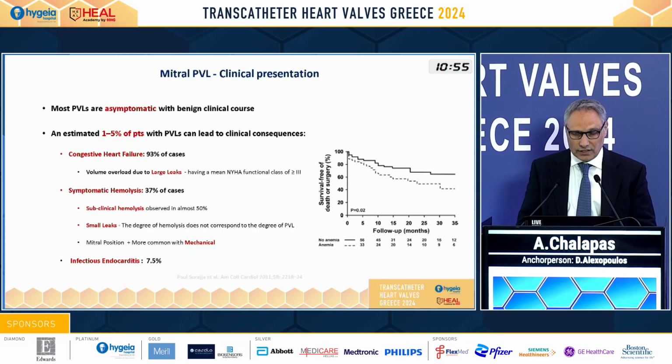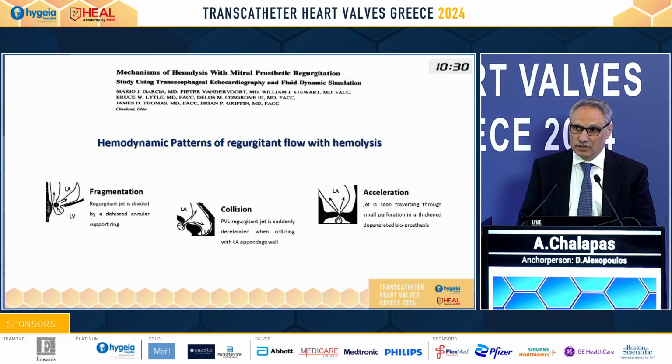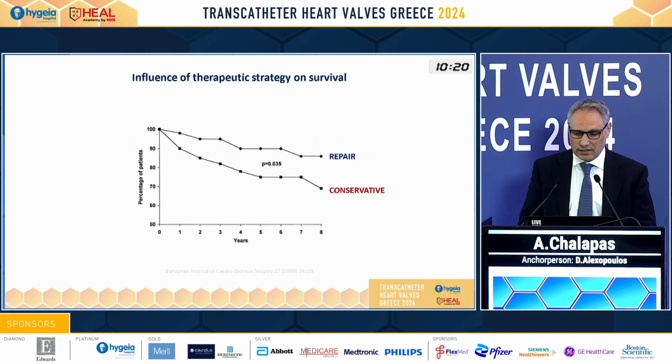Regarding the clinical presentation, most of them are asymptomatic, having a benign clinical course. However, in less than 5% of the cases, they can lead to severe clinical consequences, such as congestive heart failure or symptomatic hemolysis, which can occur in 40% of the cases, mainly with mechanical valves and smaller defects, and we always have to be suspicious about endocarditis. This is a fantastic graphic coming from Garcia showing the different hemodynamic patterns related with hemolysis, just to mention the fragmentation, the coalition, and the acceleration.